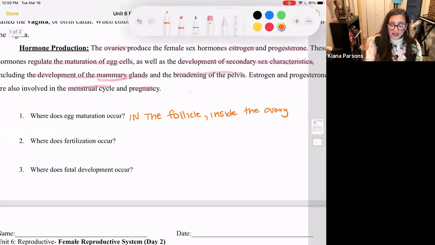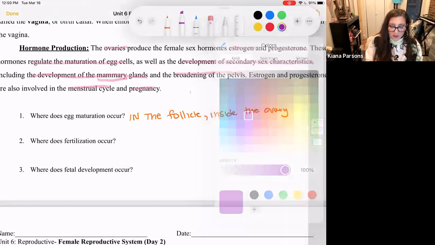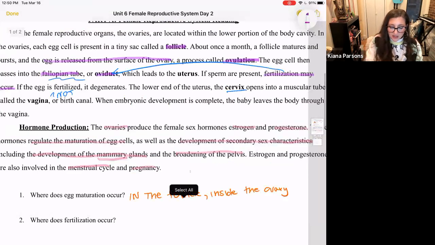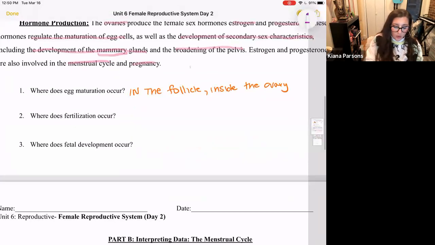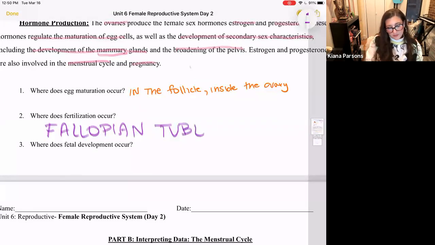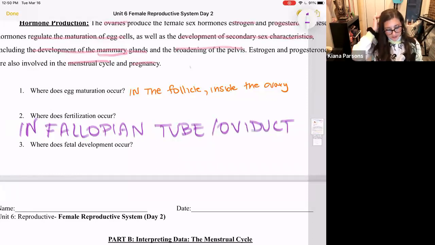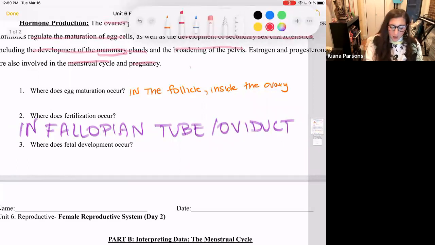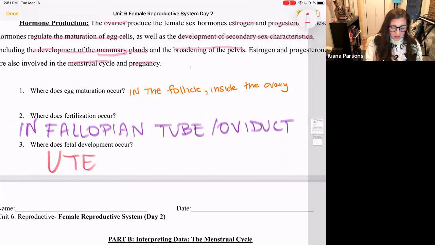All right, where does fertilization occur? I've said this one enough times, but we can look back in the passage. It occurs in the fallopian tube or oviduct. And remember, those are two words for the same structure. Where does fetal development occur? Not in mommy's tummy, but in her uterus.